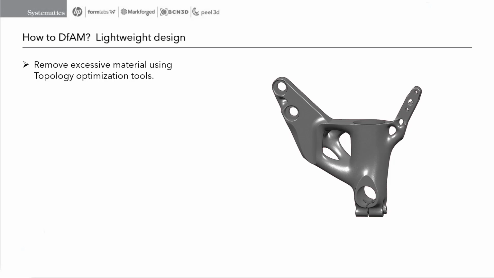In some cases, it may be possible to integrate features such as fasteners, hinges, or snaps into the part geometry, eliminating the need for separate components. This approach can help reduce assembly time and cost, simplify the supply chain, and improve overall part performance.